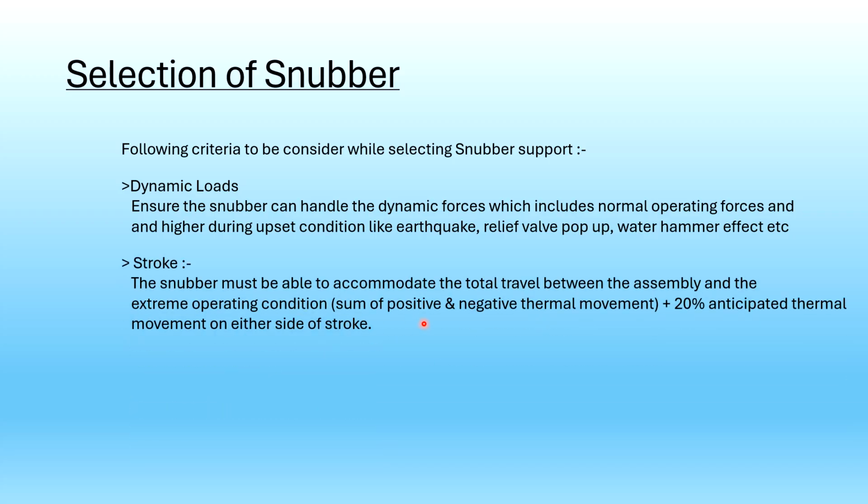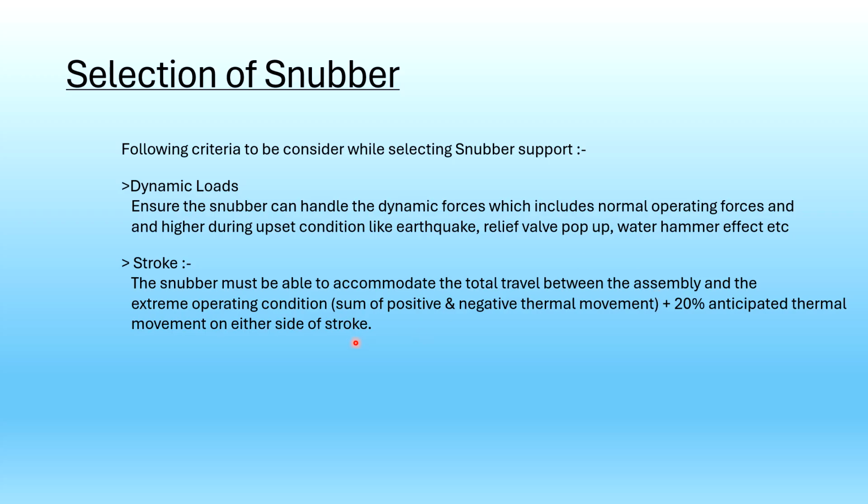Stroke, the snubber must be able to accommodate the total travel between the assembly and the extreme operating condition, the sum of positive and negative thermal movement plus 20% anticipated thermal movement on either side of the stroke. So here, between the assembly, that is where the cylinder or the edge of the cylinder can end, from there till the extreme operating condition, that is the movement of the pistons, the total travel has to be considered.